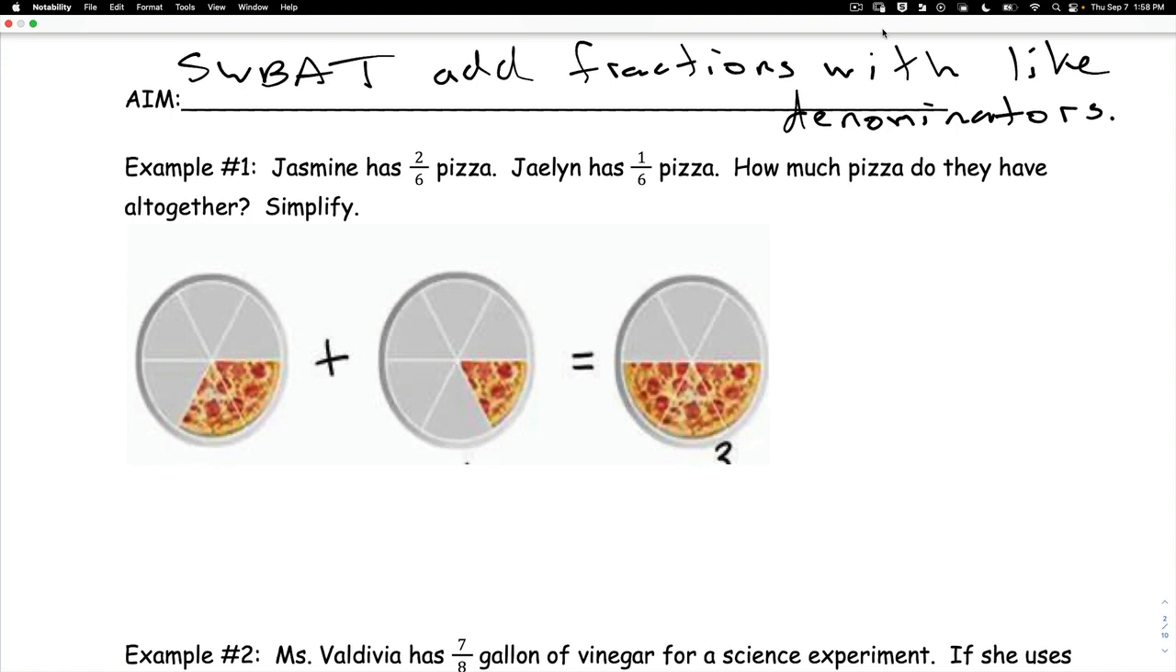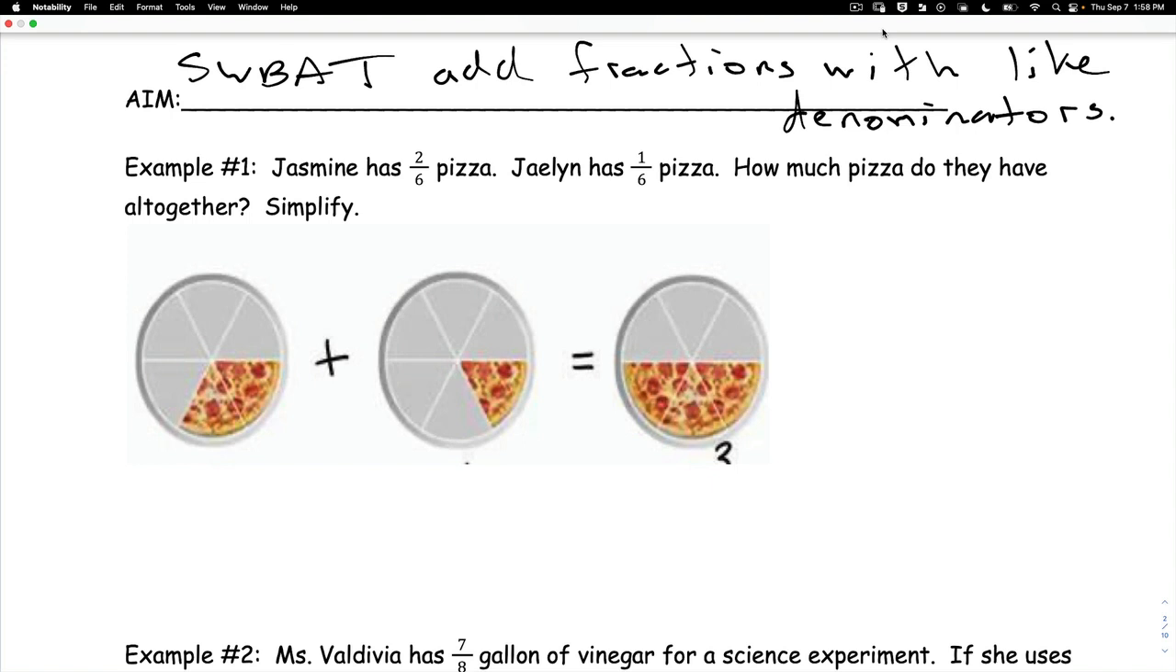Jasmine has 2/6 of a pizza. There's 2 out of 6. Jalen has 1/6 of a pizza. There's 1 out of 6. How much pizza do they have altogether?